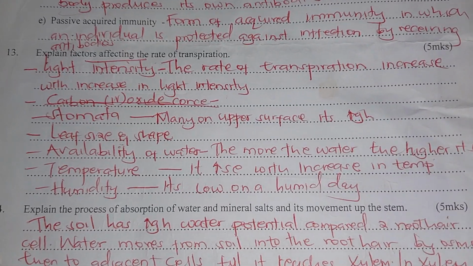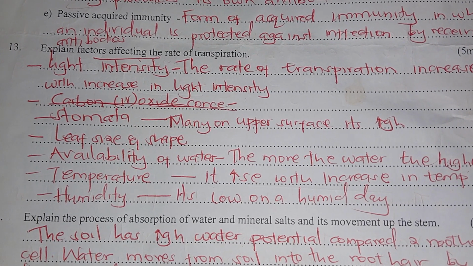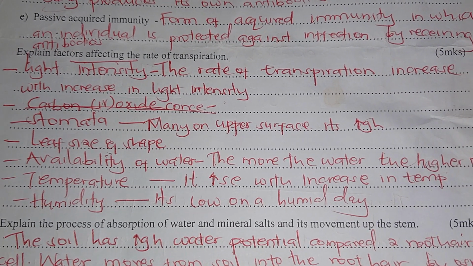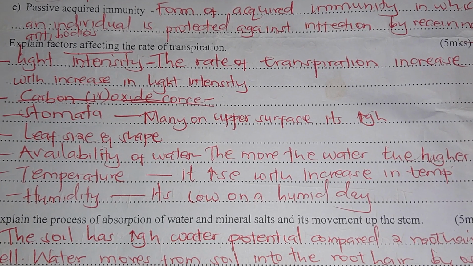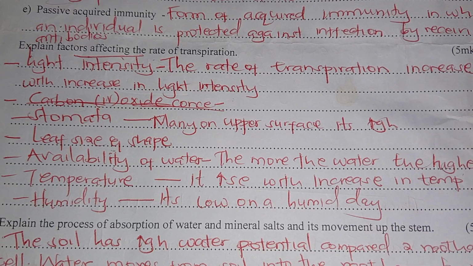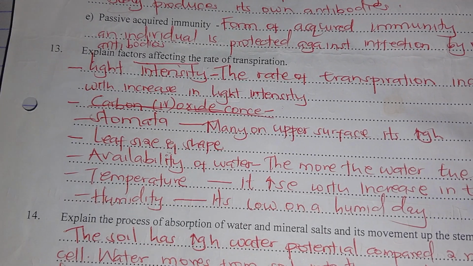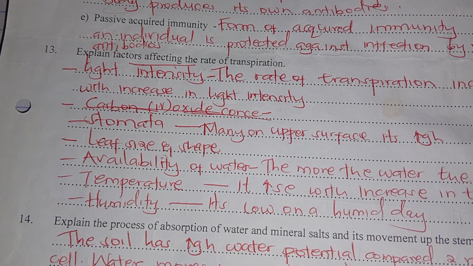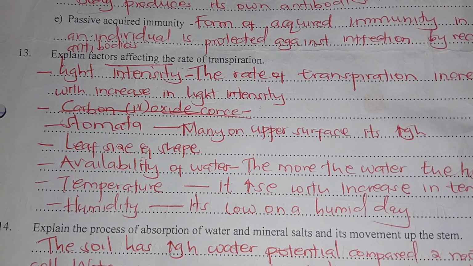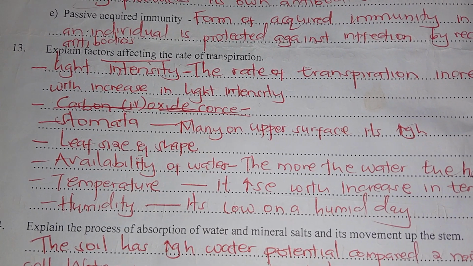Explain the factors affecting the rate of transpiration. Light intensity: the rate of transpiration increases with increase in light intensity. Stomata: when there are many on the upper surface, the rate of transpiration increases. The leaf size and shape: the size of the leaf will affect the rate of transpiration. The bigger the size, and if it's broad, then the rate of transpiration will be high.